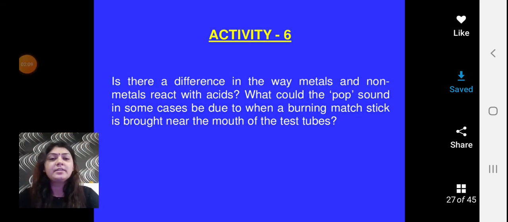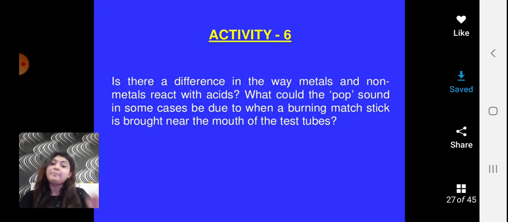So, did you find any difference in the way metals and non-metals react with the acid? For that we need to perform an activity, but let's illustrate the activity here. What could the pop sound in some cases be due to when a burning matchstick is brought near the mouth of the test tube? Now let me tell you, all the metals will react with the acids and they will displace hydrogen. Displace means they will take the hydrogen from the acid and send it out.